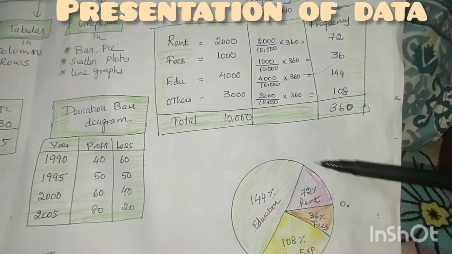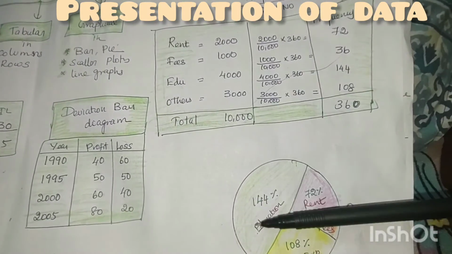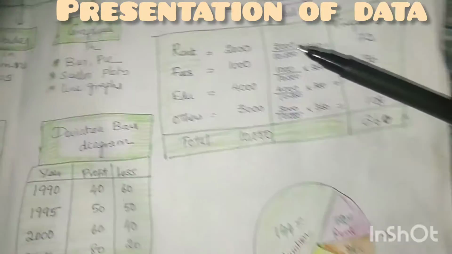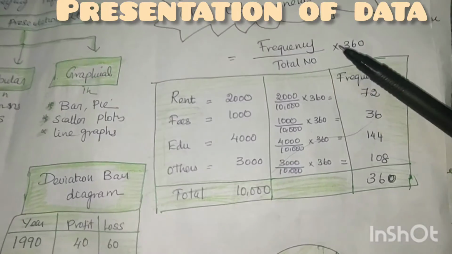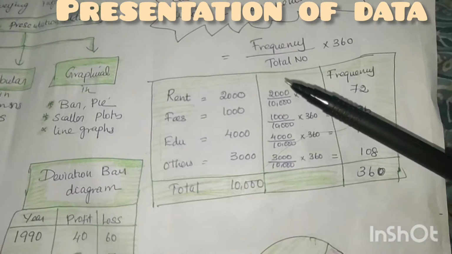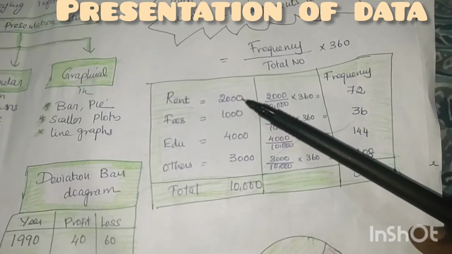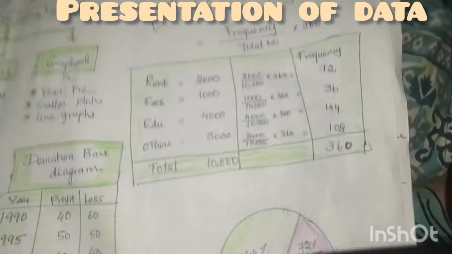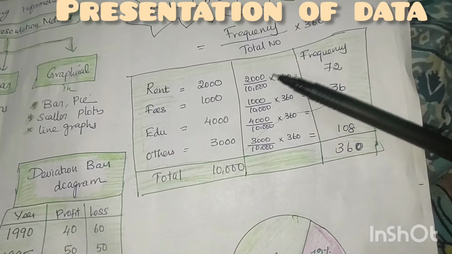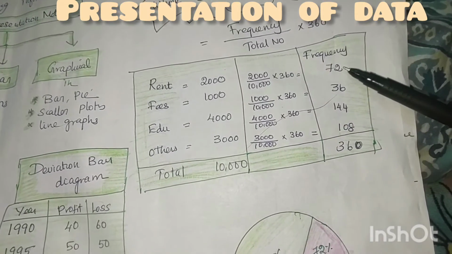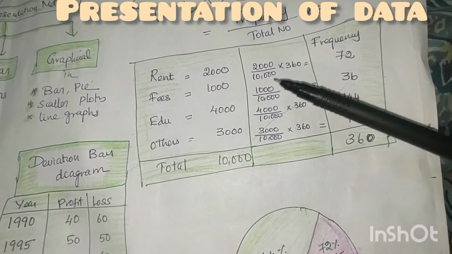For example, for rent, how much frequency is coming, how much will you put in? So you have to use the formula: frequency divided by total, multiplied by 360. So what is the frequency? Rent is 2000, so 2000 is the frequency you are going to fix into the pie diagram. The total value is 10,000, so 2000 divided by 10,000 into 360 is 72. Right or not? Then the fees, 1000 out of 10,000.